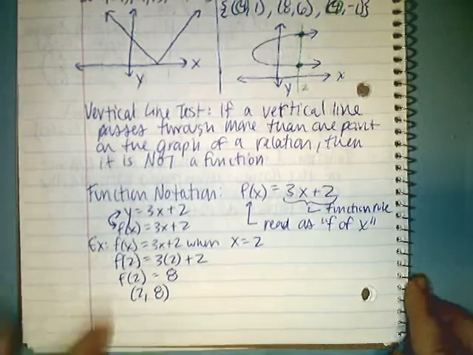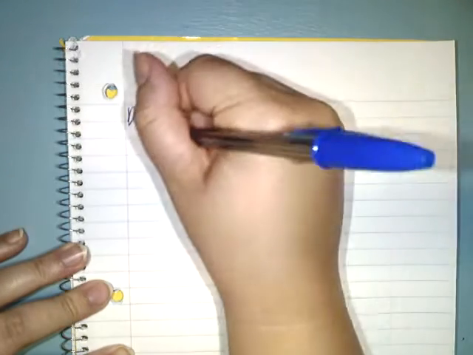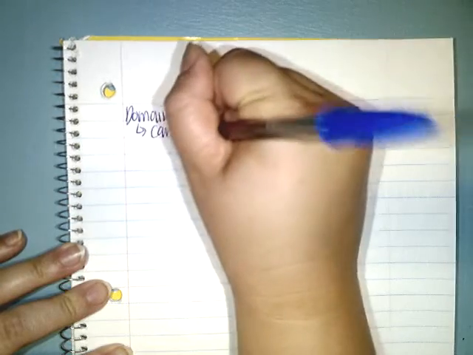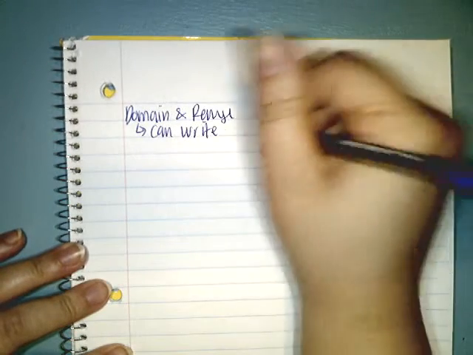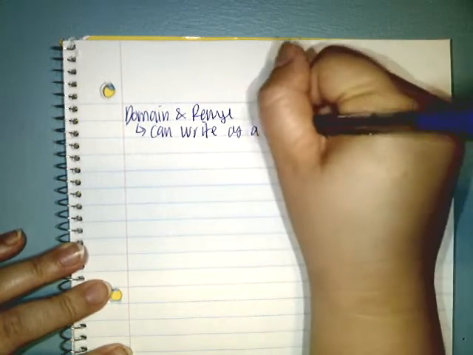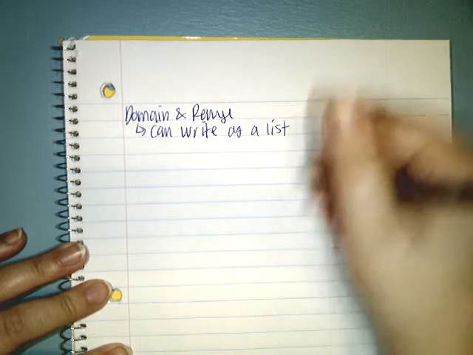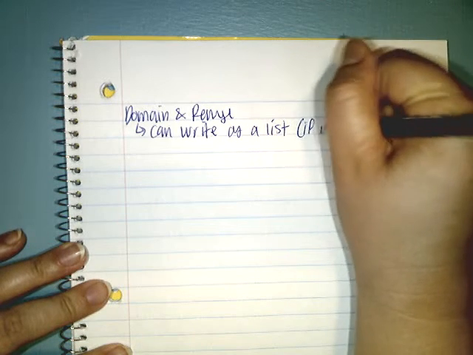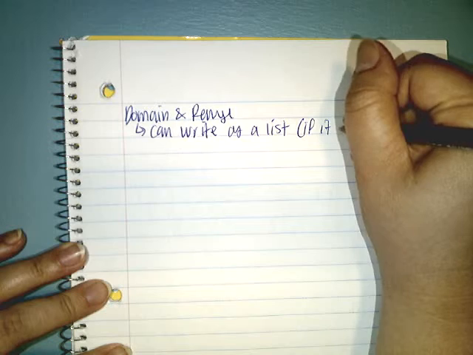So I'm going to flip the page if you copied that down. Domain and range can be written in several different ways. I'm going to show you a few different ways that it can be written. So you can write it as a list. And this is often done if it is a set of points.